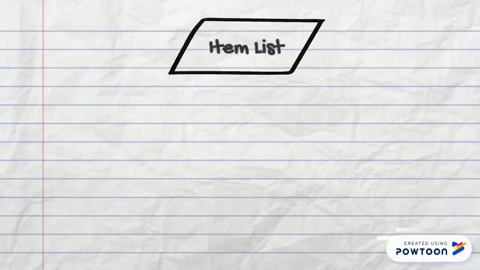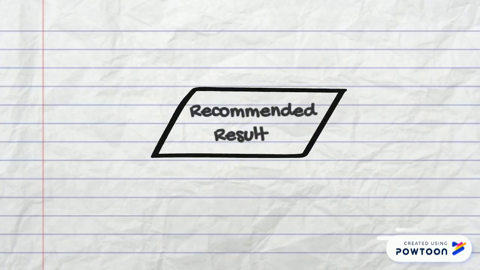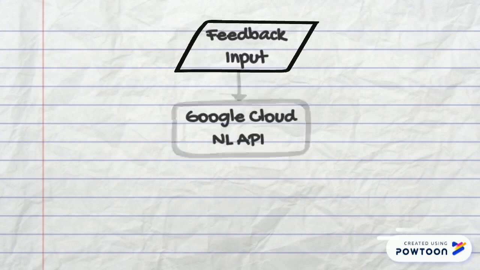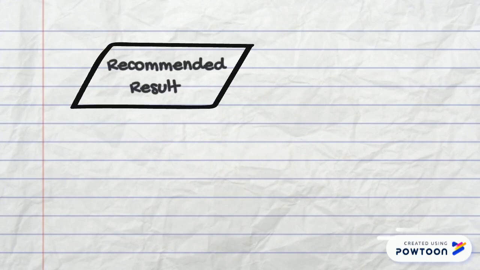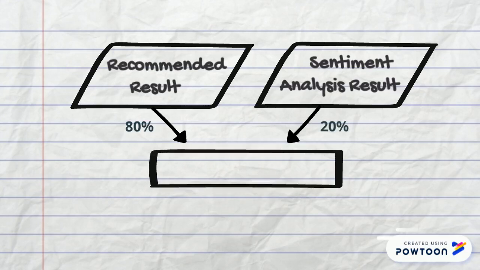The framework starts with an item list going through content-based filtering to return a recommended result. Feedback provided by the user is sent to Google Cloud NL API to get a sentiment analysis result. The recommendation result has a weightage of 80% while the sentiment analysis result has a 20% weightage. Both results contribute to calculating the final score for recommendation.